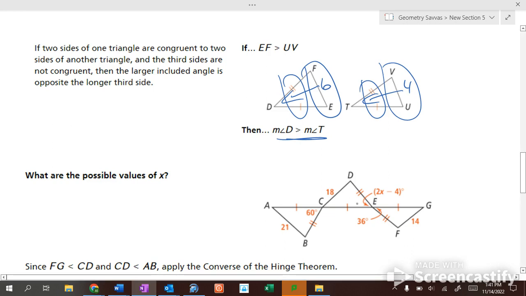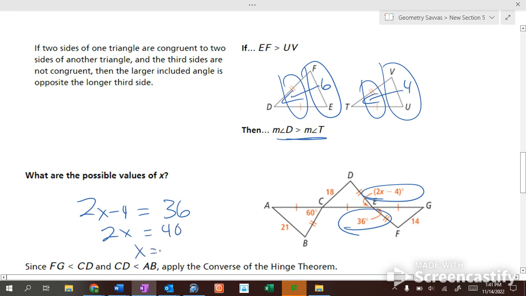Okay, what are the possible values of x here? Well, I know here that 2x minus 4 has to equal what? 36. It has to equal 36 because they're vertical angles. So 2x equals 40, so x equals 20. Okay?